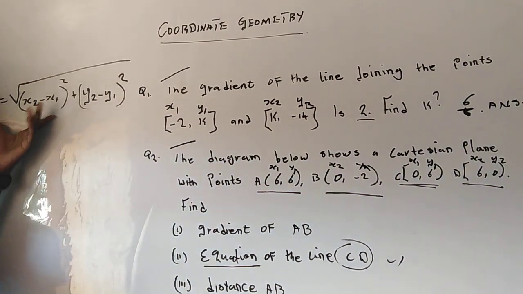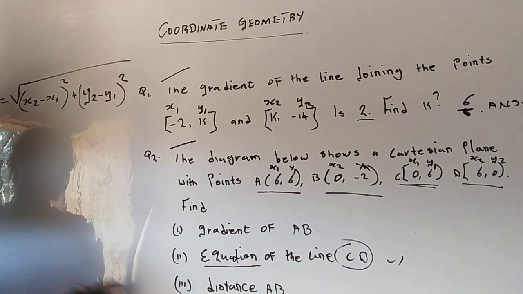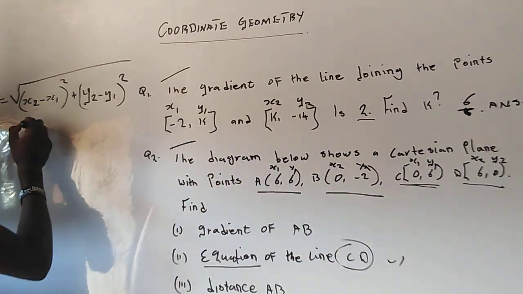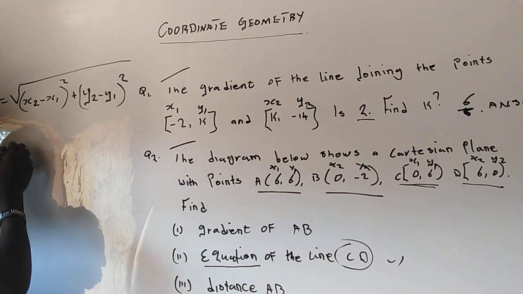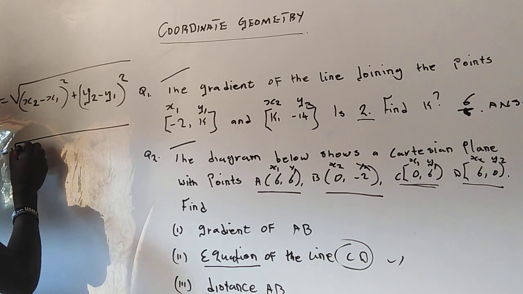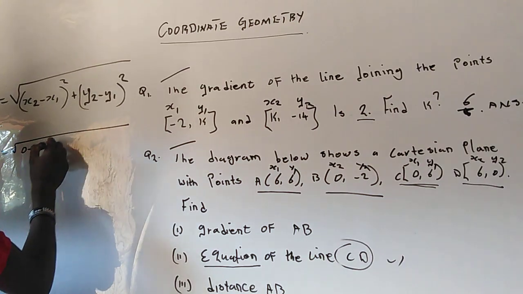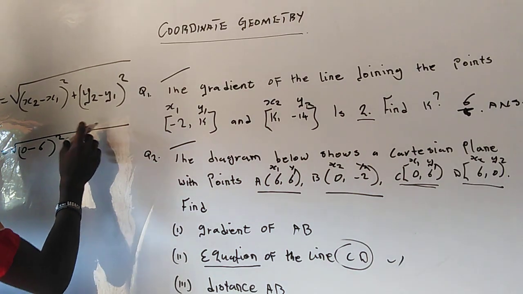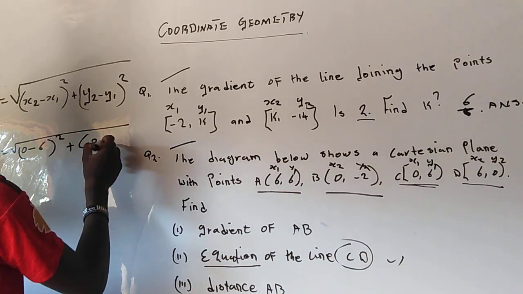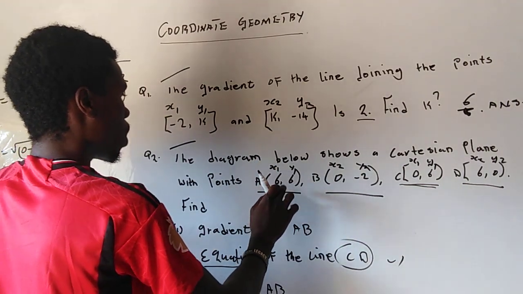Now let's use this information and replace. For AB, my x2 is 0, minus my x1, which is 6, squared, plus my y2, which is negative 2, minus my y1, which is 6. Close the bracket.